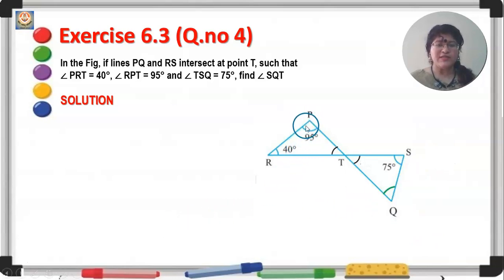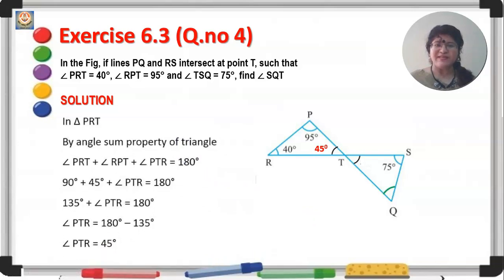Now students, look at this triangle PRT. We already know the measure of these two angles. So it is easy to find the measure of the third angle by using angle sum property. You take triangle PRT, use angle sum property, and from that you find the measure of angle PTR. When you solve it, you will get angle PTR equal to 45 degree. Have a look at the solution.